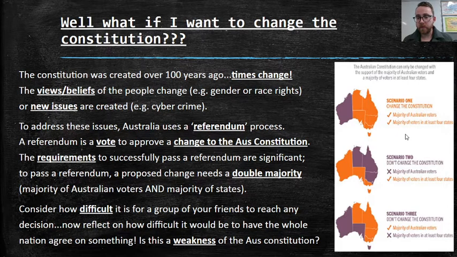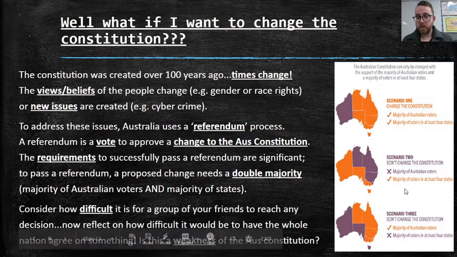So in scenario 1, you can see you've got orange and orange. You've got 2 ticks there, double majority, because the majority of all Australians have said good idea, and the majority of all the states have said good idea, at least 4 states. So you've got 1, 2, 3, 4, 5, 6 states that have actually agreed.